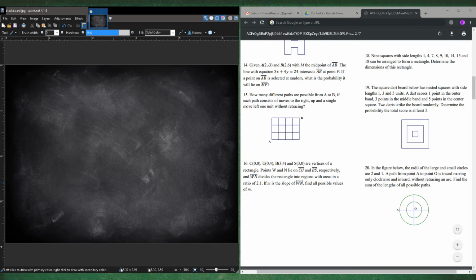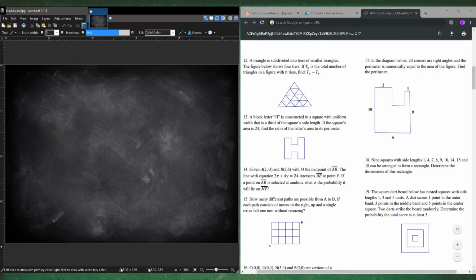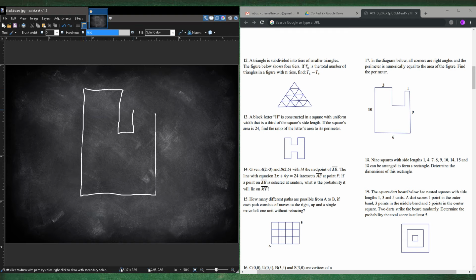And then number 17. In the diagram below, all corners are right triangles, and the perimeter is numerically equal to the area of the circle. Find the perimeter. Okay, so let's draw this again. Actually, the intercept that was the same size. Okay, I'm just going to expand this a little bit more. So it looks like this.